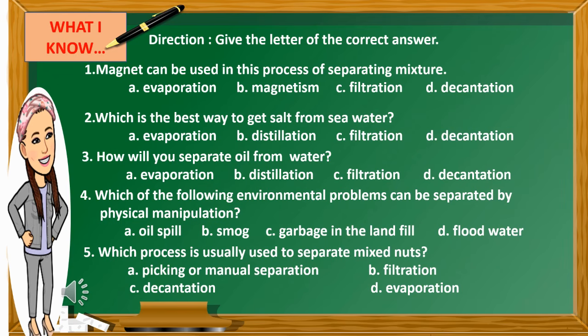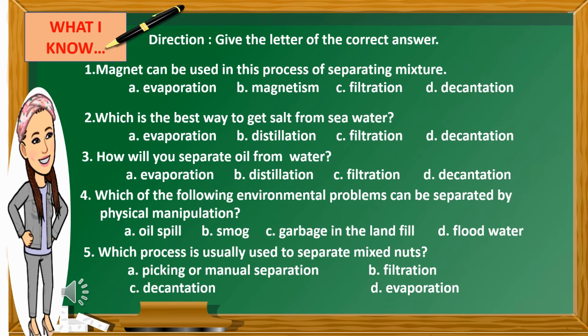Question number 2. Which is the best way to get salt from seawater? A. Evaporation. B. Distillation. C. Filtration. D. Decantation. Question number 3. How will you separate oil from water? A. Evaporation. B. Distillation. C. Filtration. D. Decantation.